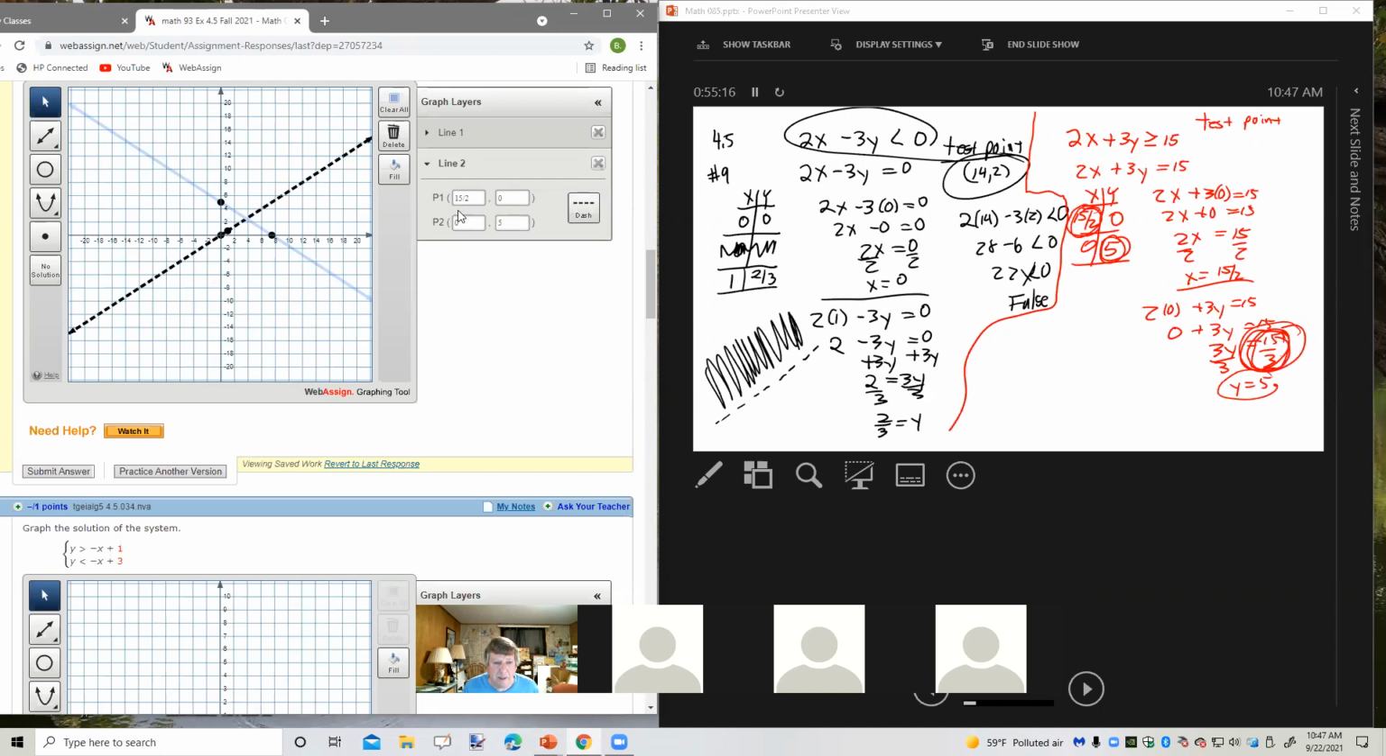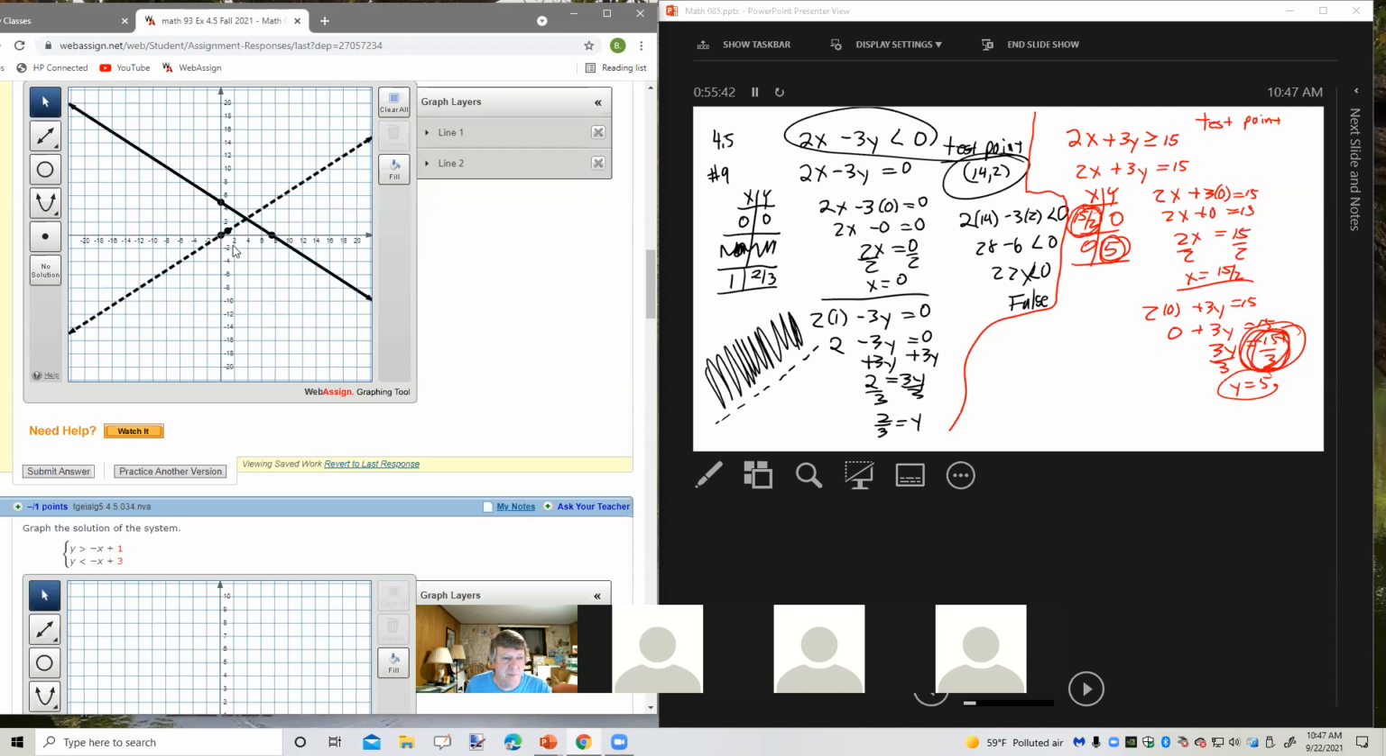Okay, and again, what I did when I went to plot this point, and I clicked on it, it actually took it to the nearest integer, so it took it to a 7. That's why I had to come in here and fix it. Okay. You all right with that? Okay.